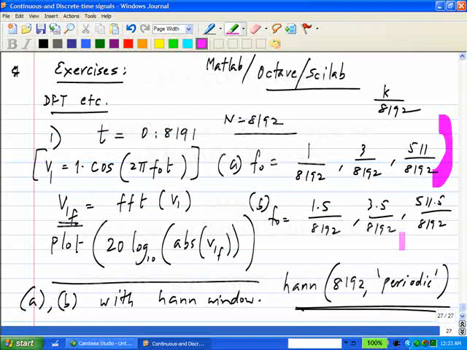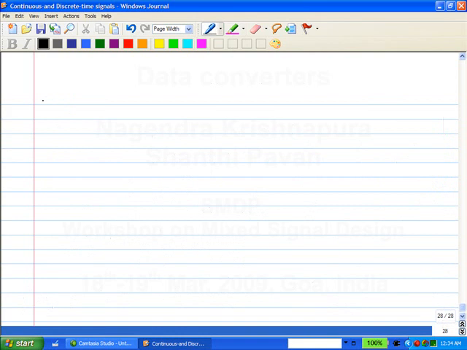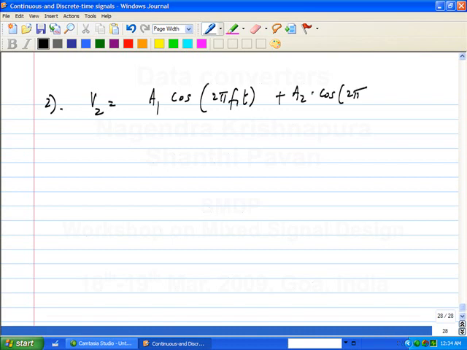If you are even slightly familiar with MATLAB, it will not take you more than half an hour to do all of this stuff. And you can play around with different things and see. And one other interesting exercise is, you take something 2 pi f1 t plus a2 cos 2 pi f2 t, and let's take a1 to be 1 and a2 to be, let's say, 0.01 or something, or 0.001, something very small. Okay. Again you can try f1 to be on the bins.